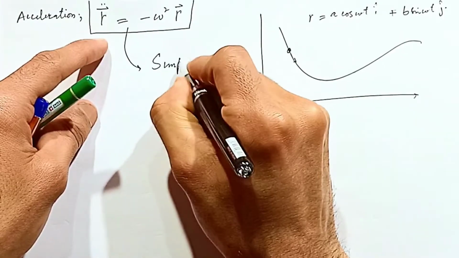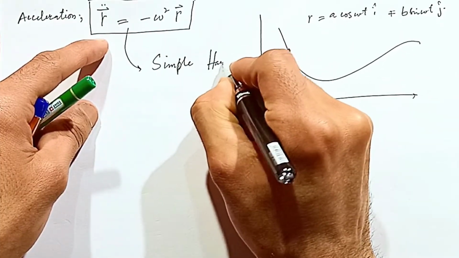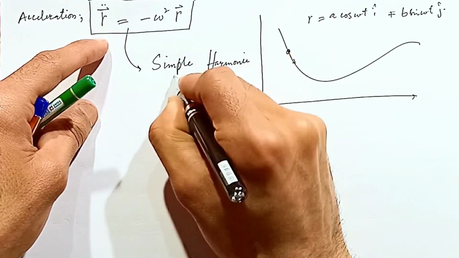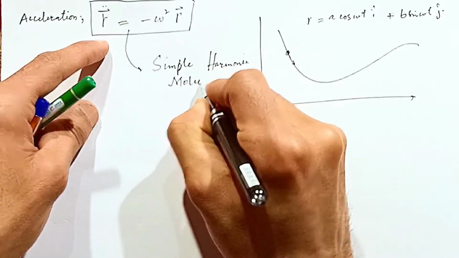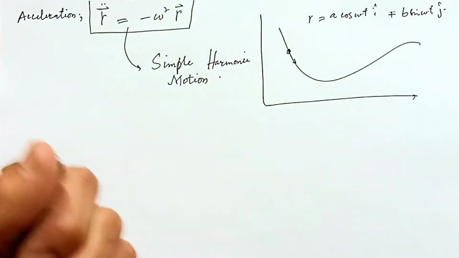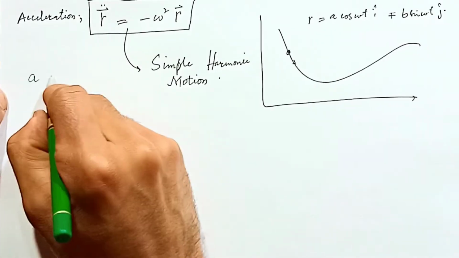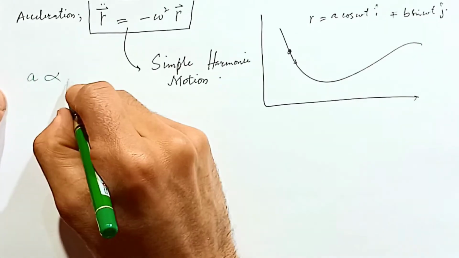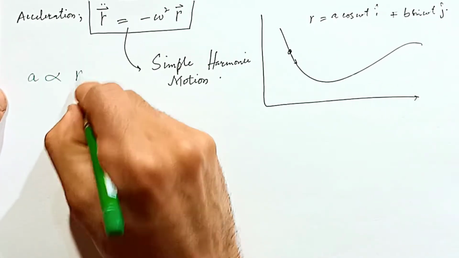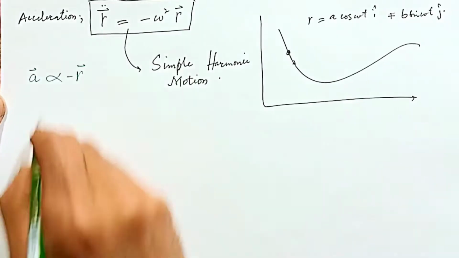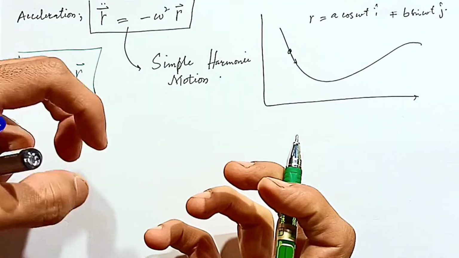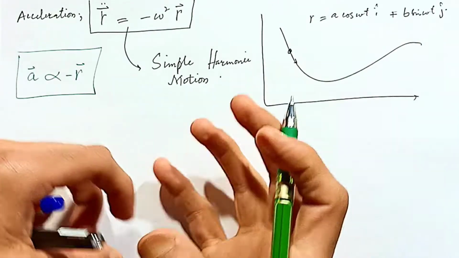You might have already seen it earlier, because acceleration is proportional to the position vector r with a minus sign. Minus indicates that it is tending to retrace its path with the passage of time.